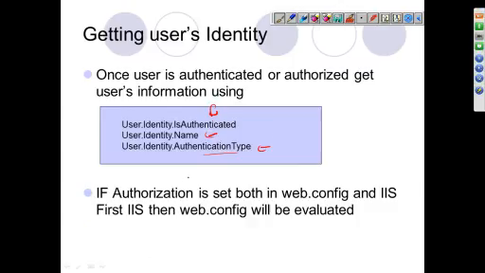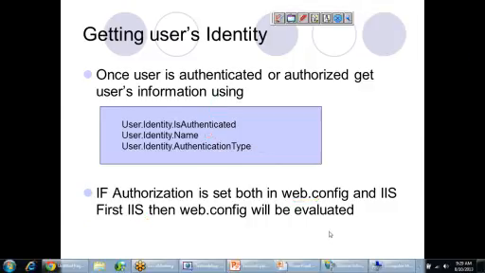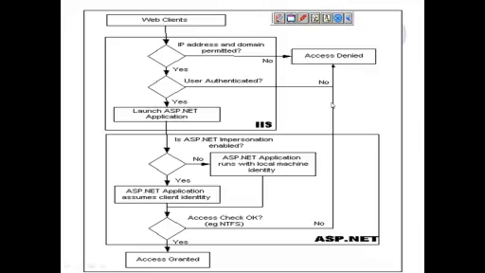Now, authentication and authorization settings can be done in the web.config as well as in the IIS. First the IIS settings will be validated, then the web.config file. So if you have enabled anonymous access in IIS, but you have disabled it by writing deny unauthenticated users, then anonymous access will not be allowed. So basically, if you are doing the same settings in IIS and web.config with different values, web.config will take the preference, and IIS settings will be overridden.